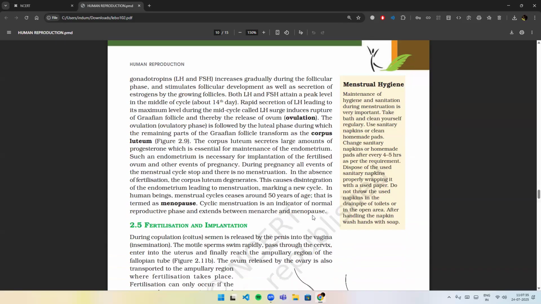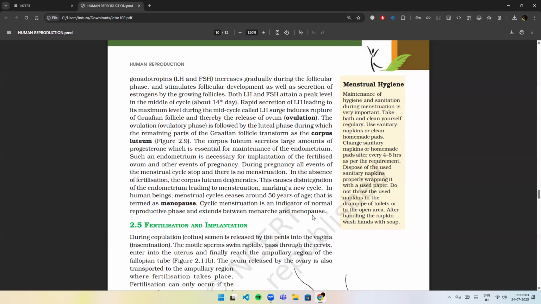The ovulation is followed by the luteal phase, during which the remaining parts of the Graafian follicle transform as the corpus luteum. The corpus luteum secretes large amounts of progesterone, which is essential for the maintenance of endometrium. Such an endometrium is necessary for implantation of the fertilized ovum and other events of pregnancy. During pregnancy, all events of the menstrual cycle stop and there is no menstruation.